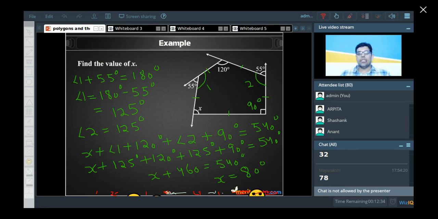Okay everyone, so in this way we can use the property of linear pairs and then the angle sum property for a polygon having n number of sides, find the sum of all angles and then calculate x in this.